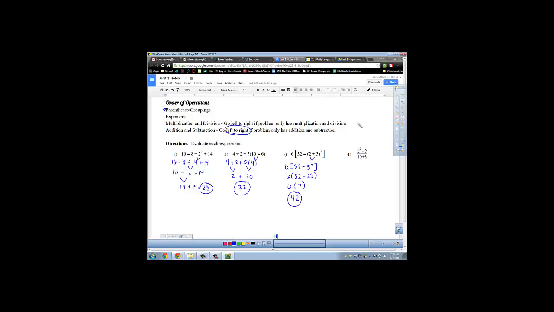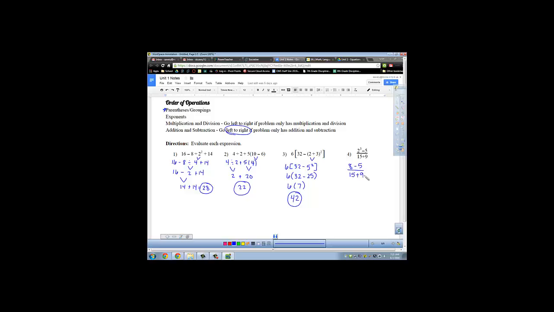Okay, number 4. I don't have any parentheses, but I do have exponents. So 2 cubed, that means 2 times 2 times 2, which is 8. That was on that piece of paper I gave you that very first day of school.